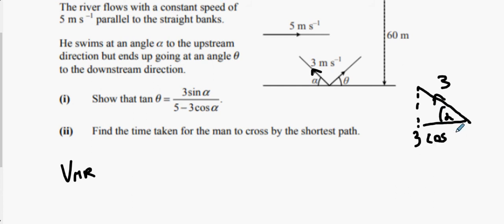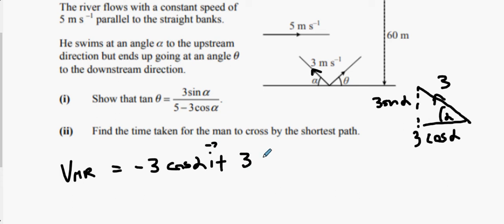So 3 cos alpha, yeah? And then 3 sin alpha. Somebody had that mixed around, and then it fixed itself on the next line, so just be wary of that. Okay? And it's minus 3 cos alpha. Why? Because you're going to the left. And then it's plus 3 sine alpha j.